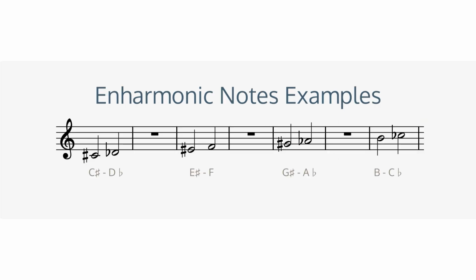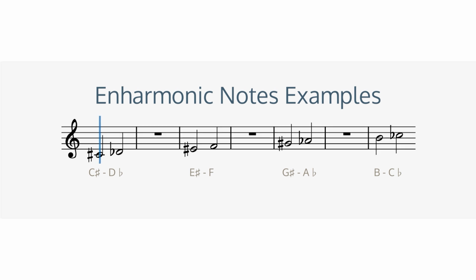Enharmonic notes are pairs of notes that sound the same but are written differently. For example, the notes C sharp and D flat are enharmonic because they sound the same pitch but are spelled differently.